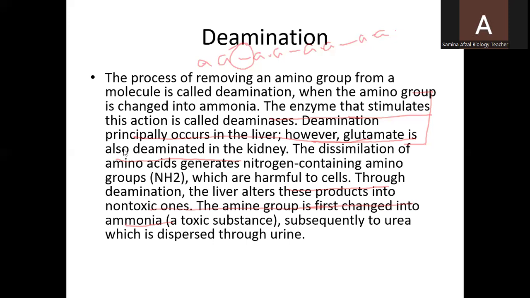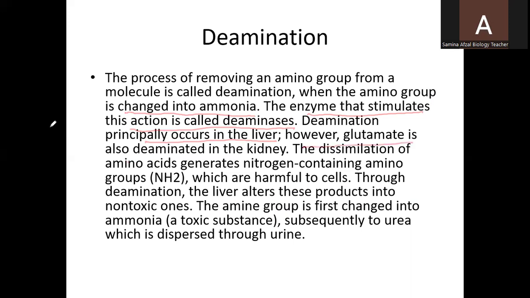The next slide is deamination. Deamination is the removal of the amino group from the amino acid. When the amino acid is changed into ammonia, the enzymes that stimulate this action are called deaminases. Deamination principally occurs in the liver. So this is actually the function of the liver, deamination, in which amino acids are broken down by removing the amino group.